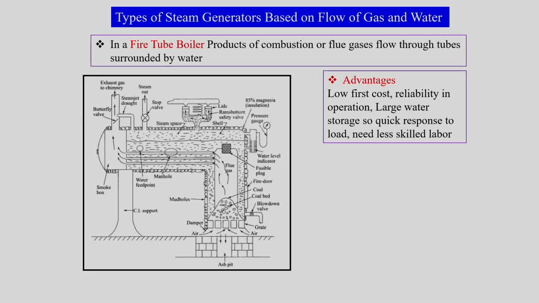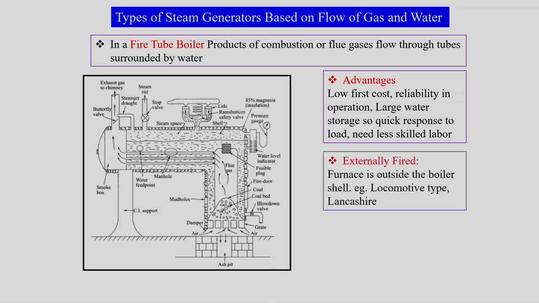The advantages of such boilers are that they are of low initial cost, and they are reliable in operation. We can get a large storage of water, so it is quick in response to the load, and for its maintenance we need less skilled labor. So, these are some advantages of the fire tube boiler.